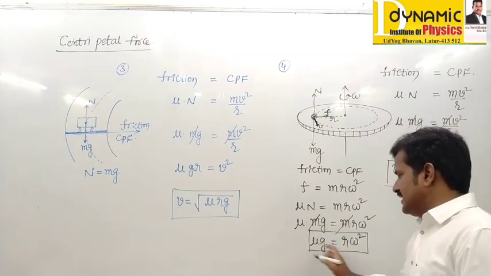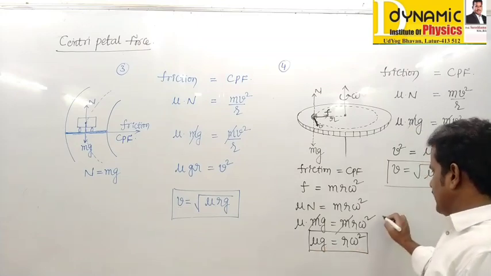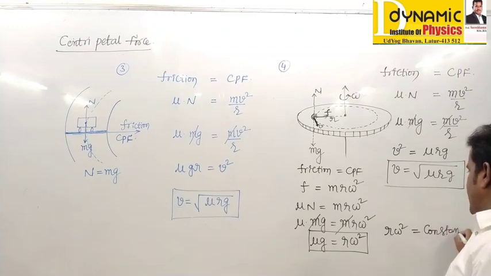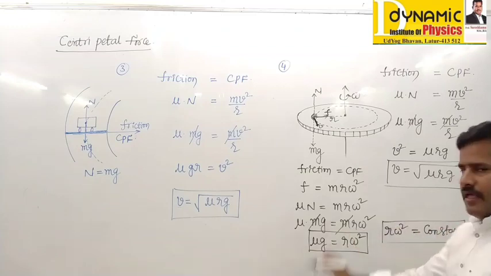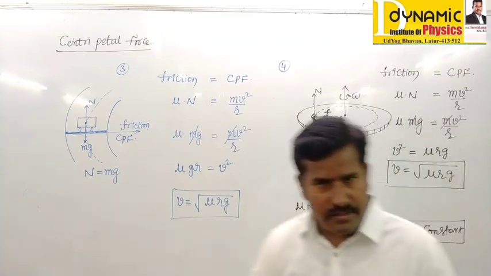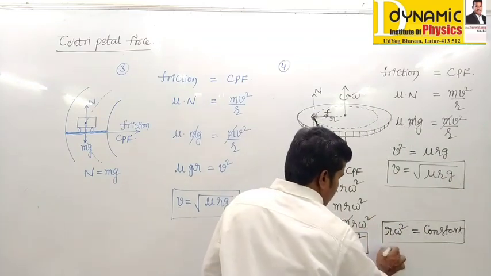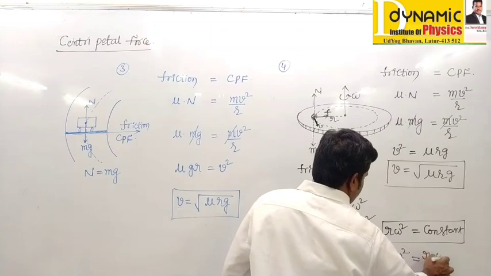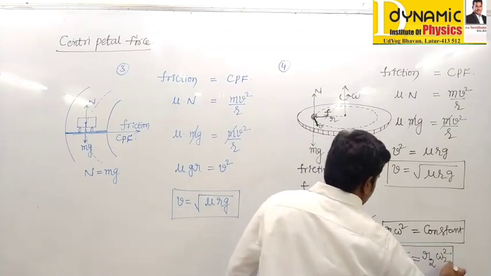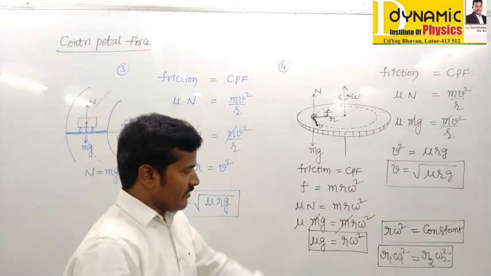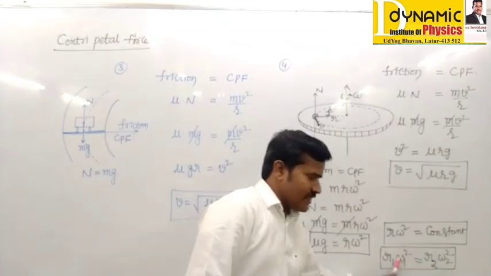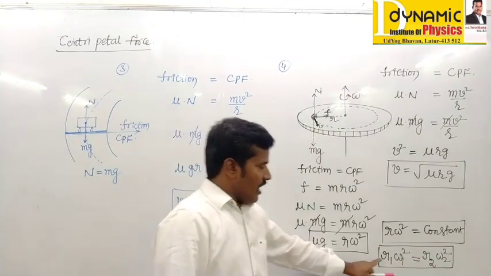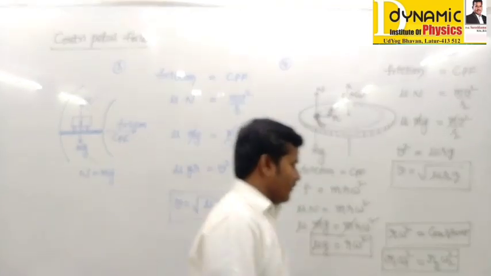Mu is constant, g is constant, so r omega square equals a constant. Then we use R1 into omega 1 square equals R2 into omega 2 square. If the angular speed changes, the radius of the circle also changes. So R1 omega 1 square equals R2 omega 2 square.